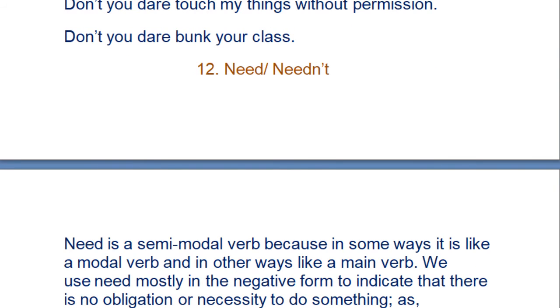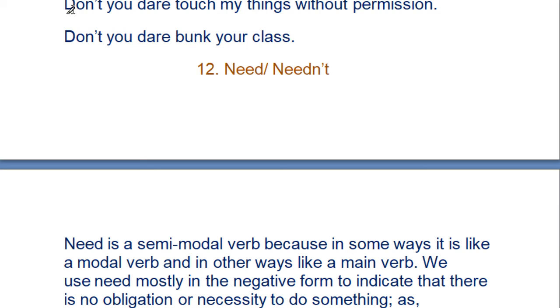So let us see, don't you dare interrupt me. Here dare has been followed by interrupt, a bare infinitive. Therefore, here dare is doing the work of a modal verb.